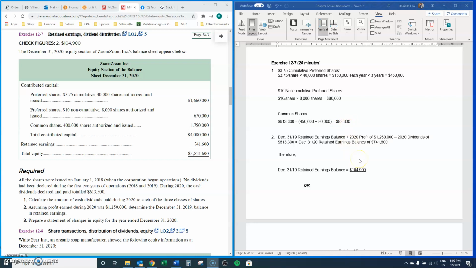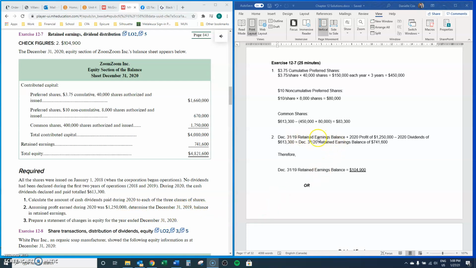Part 2. Assuming profit earned during 2020 was $1,250,000, determine the December 31st, 2019 balance in retained earnings. So we have the balance at the end of 2020. We know what profit was earned during 2020. We know what dividends were paid out during 2020. So we have to work backwards to find out what the 2019 balance in retained earnings was.